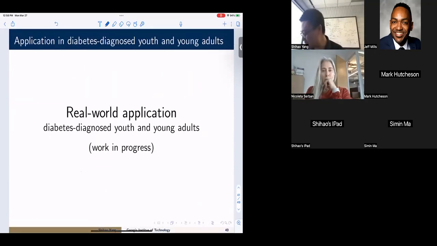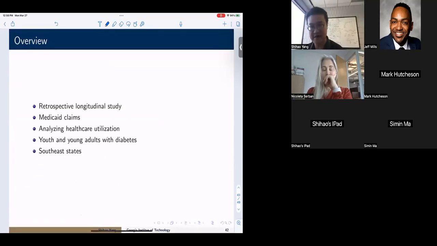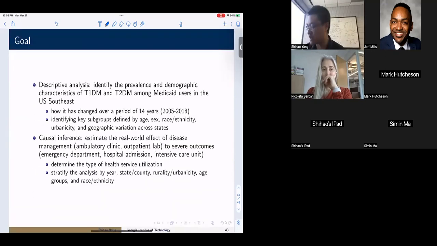And one minute on my real world applications, and this is still work in progress. The idea is to have a retrospective study where we look at the type 1, type 2 diabetes characteristics of the youth and young adults, demographics, and looking at the causal inference in this setting, looking at the disease management, such as ambulatory clinic, outpatient lab, to the severe outcomes like emergency departments, hospital admission, so on and so forth.